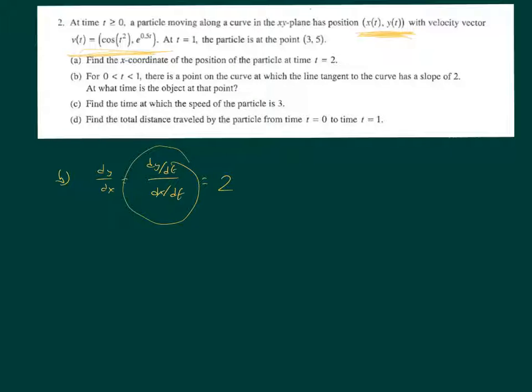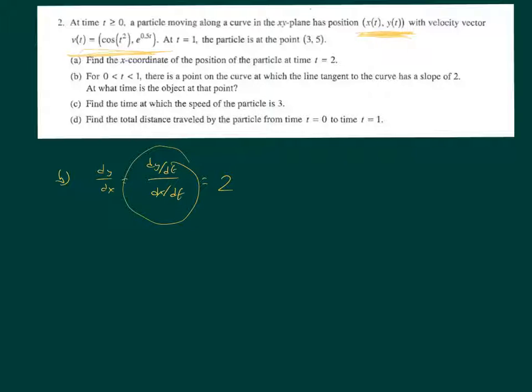Part C, find the time at which the speed of the particle is equal to 3. Well, speed, remember, is really the magnitude of your velocity. So you're going to have to set that one up. Figure out, speed equals that magnitude there of the velocity vector. So use that to help you identify what your speed is at time t equals 3.